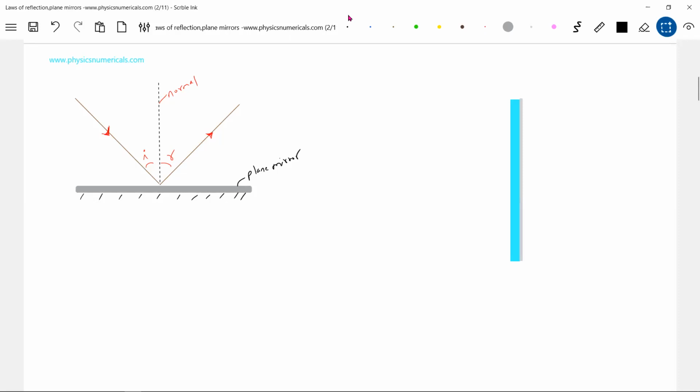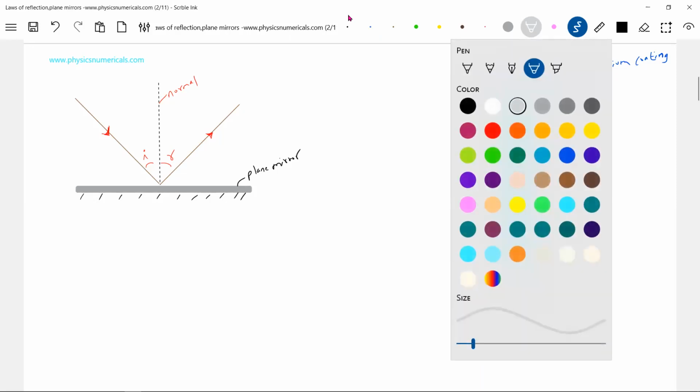Okay, fine. So this is the thin glass plate. This will be silver or aluminum coating. Then further after this, I'll go for red oxide coating.